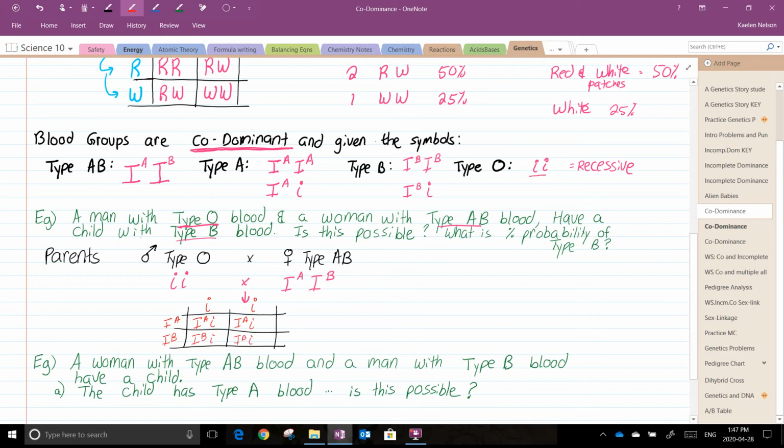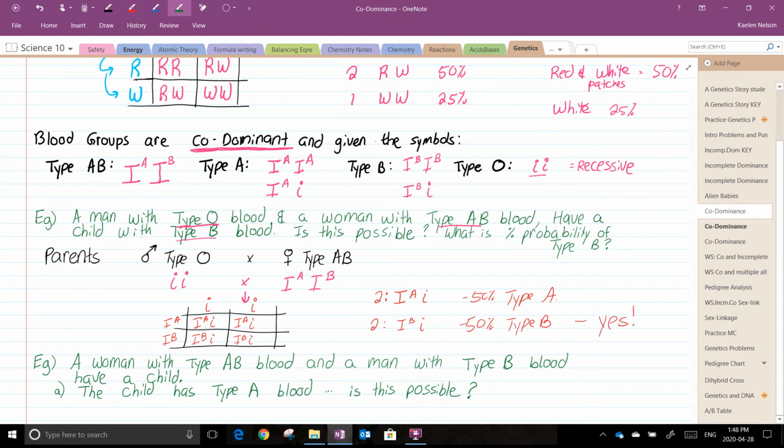And I'll just list them over here to make it a little easier to read. We have capital I^A i on the top, and we have two of those. And we have two capital I^B i. So 50% of the children could have type A, and 50% probability your child will have type B. So is this possible? The answer is yes, and we have a 50% chance.